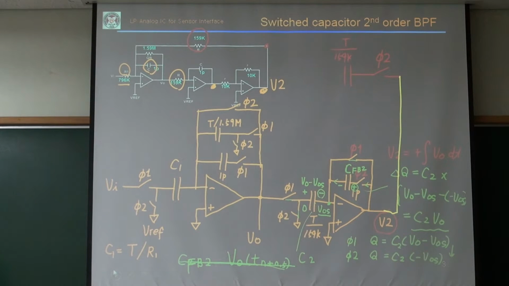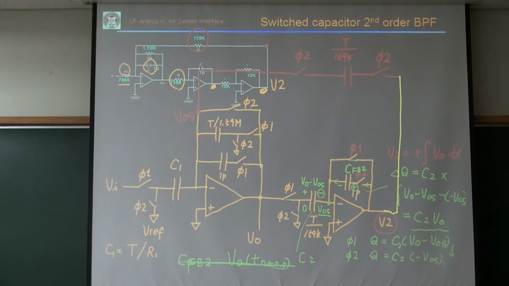If I connect it, here is the feedback switch. I will need a slightly different way of connection. During phi 2, this node voltage will be the input offset voltage VOS of the first op-amp. Then I can sample the V2 at the end of phi 2 phase, okay?